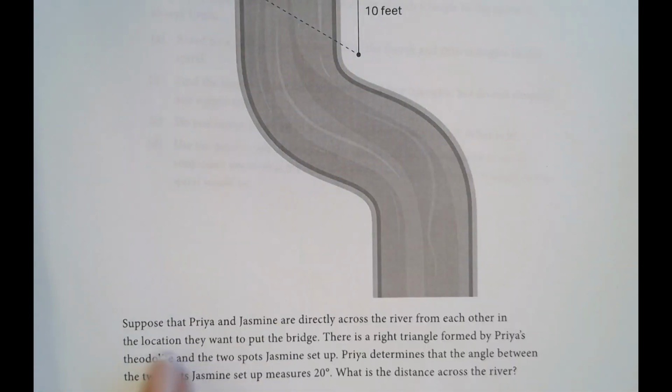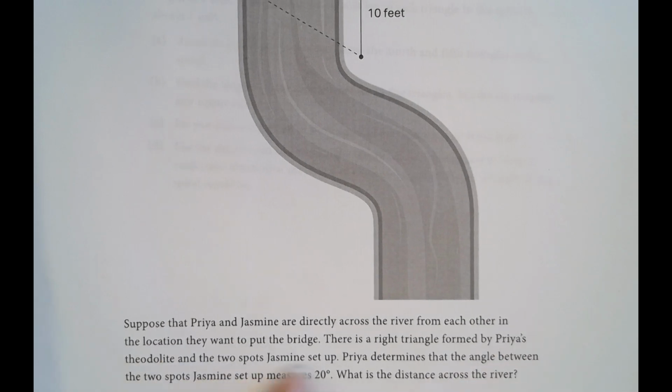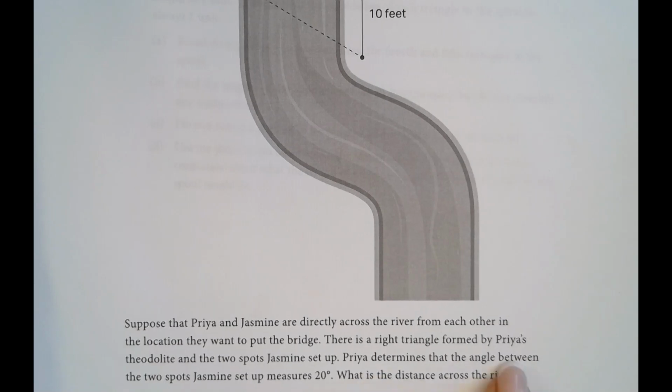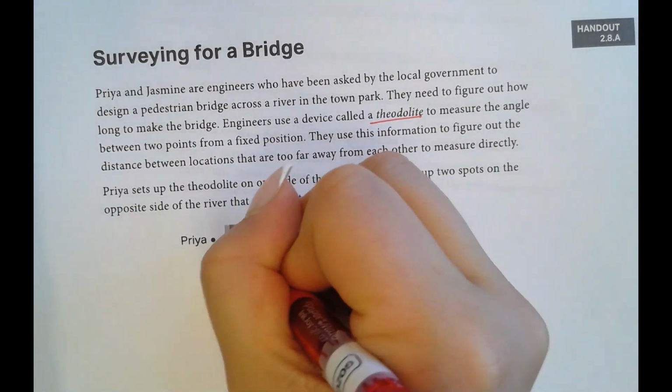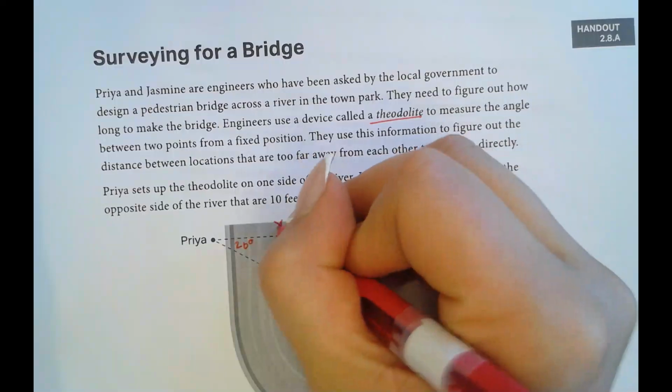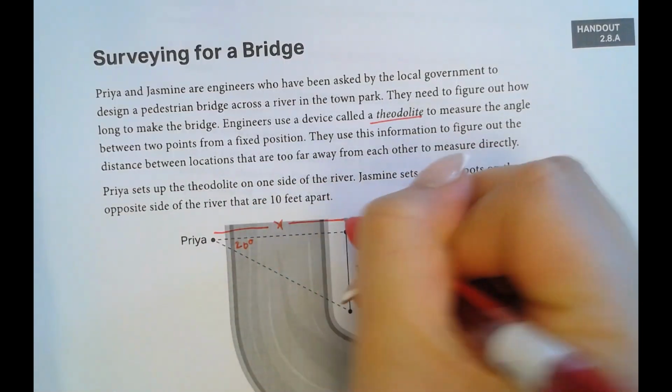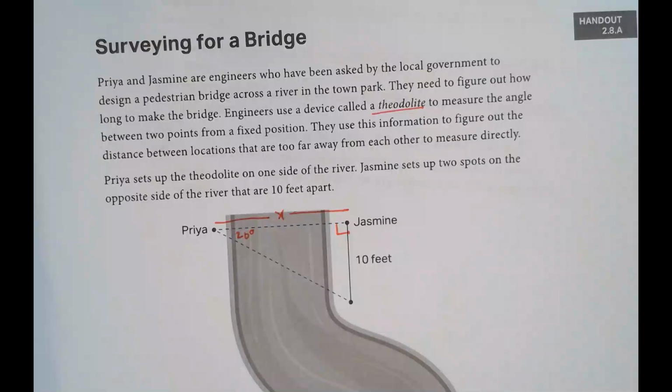Suppose that Priya and Jasmine are directly across the river from each other. They want to put the bridge. There is a right triangle formed by Priya's theodolite and the two spots Jasmine sets up. Priya determines the angle between the two spots is 20 degrees. So the angle between these two is 20 degrees, and we want to figure out how long this side is. And we know that this is our right angle.